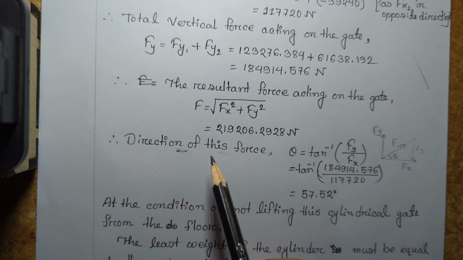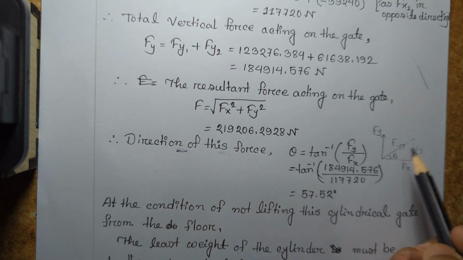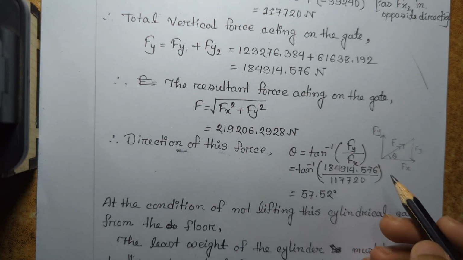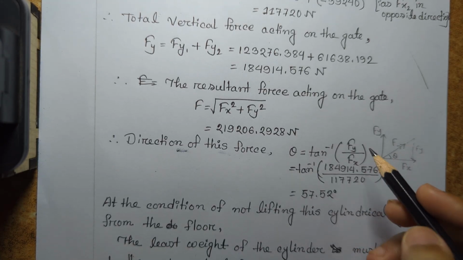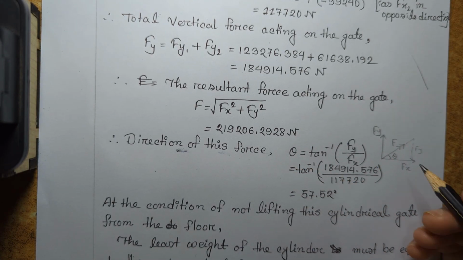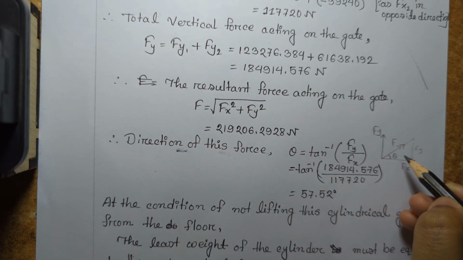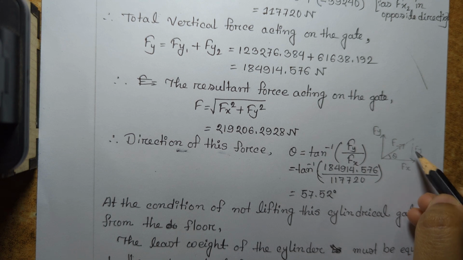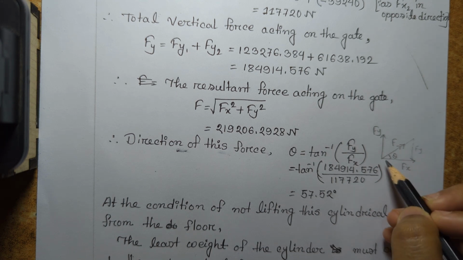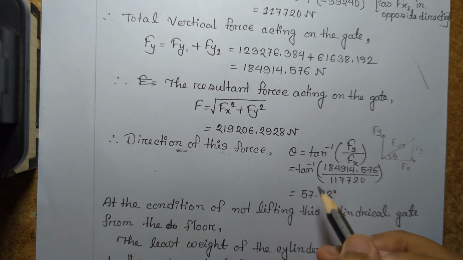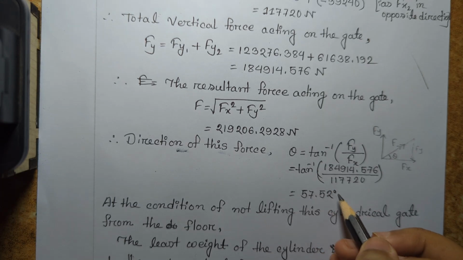And now find the direction of this force, in which direction this force works on the cylindrical gate. Let's consider that theta is the angle at which the force is acting on the cylindrical gate. Suppose this is the theta, then we know that theta will be tan inverse of Fy divided by Fx. So this is how we find the angle theta.